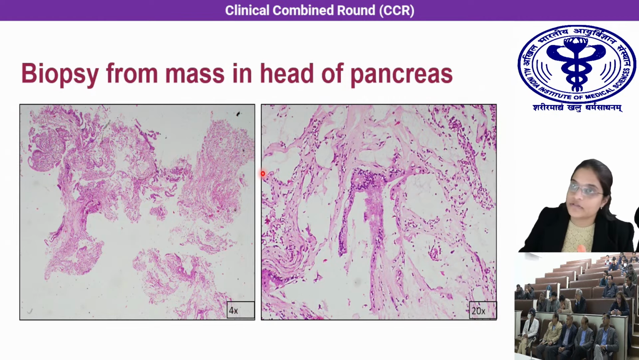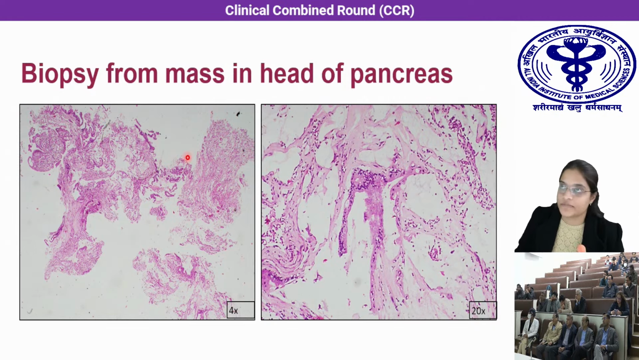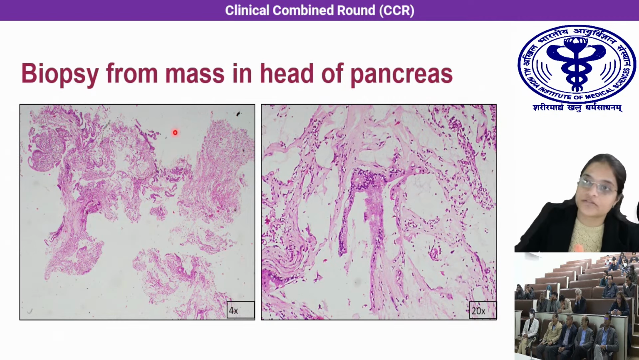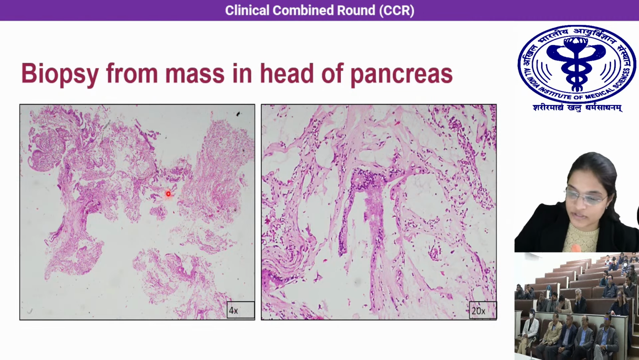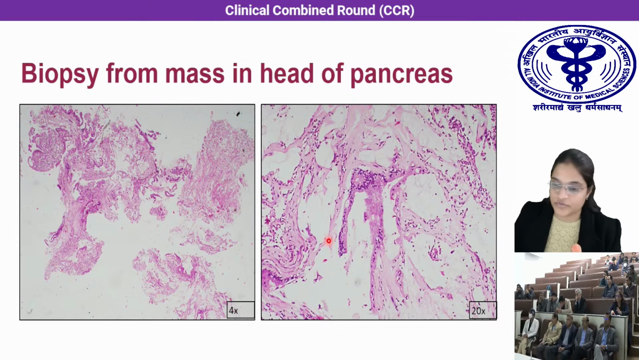Good afternoon, everyone. So we received a biopsy from the mass in the head of the pancreas. No normal pancreatic tissue was identified, and we see tumor cells arranged in back-to-back glandular pattern along with pools of extracellular mucin. So diagnosis of mucinous adenocarcinoma was considered.